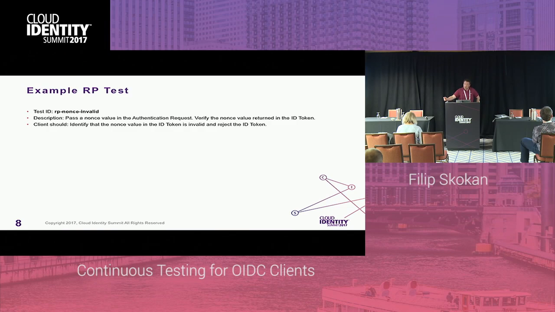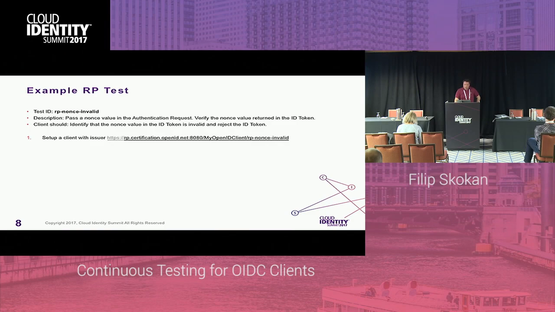Let's go through an example RP test that you may find on one of the programs. It has its ID, which says RP nonce invalid, pretty cryptic. But luckily there's a description that tells you that you should pass a nonce value to the auth request, verify the nonce that is returned to you in the ID token. What you should do, it's also specified in there, is identify that the nonce value that you'll get back is invalid and reject the token.